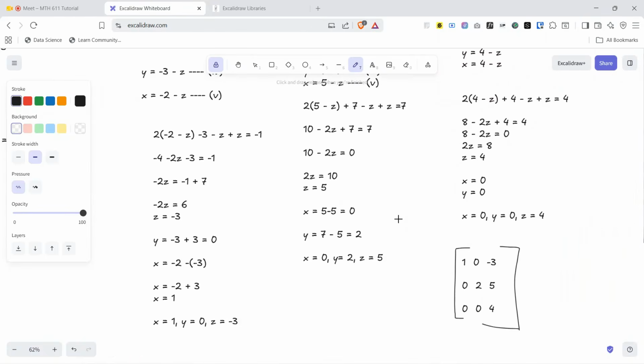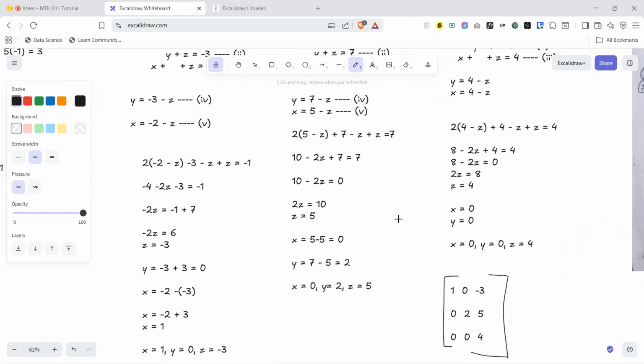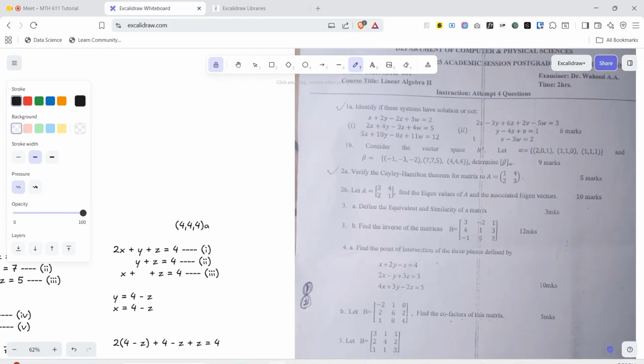Did we get this? Is this clear? Yes, it is. Okay, we spent an hour.